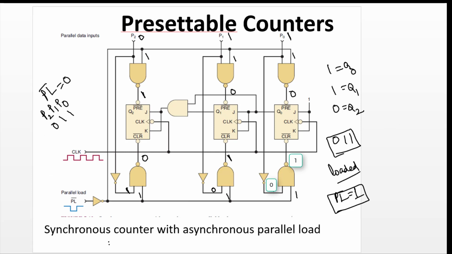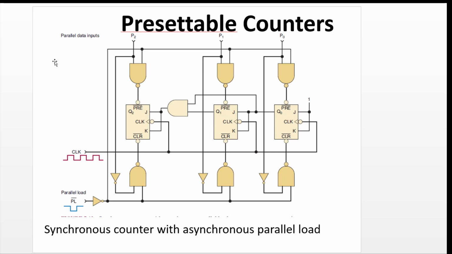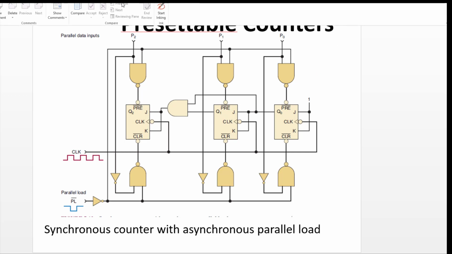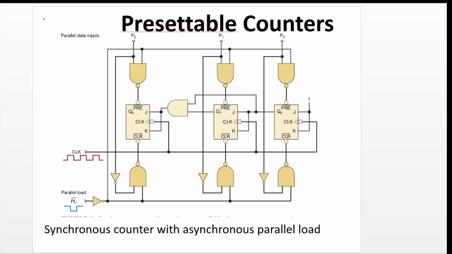So when PL bar equals 0, this is called load. Whatever the values at P2, P1 and P0, those will be loaded into your flip-flop outputs. Once it is loaded, you make PL bar equal to 1 so that your counter will count from whatever data was loaded from P0, P1 and P2. Let's take one more example to load a certain number into your flip-flop outputs. Let's say I want to count from 1, 0, 0. That means 4. I want to count from 4.